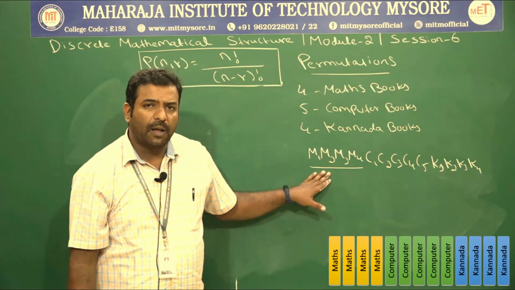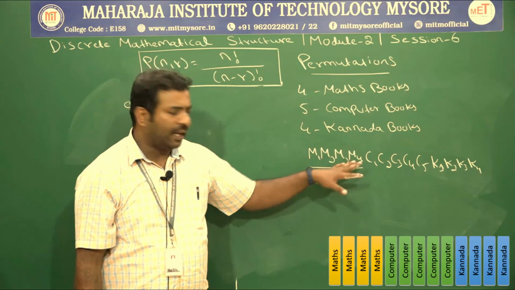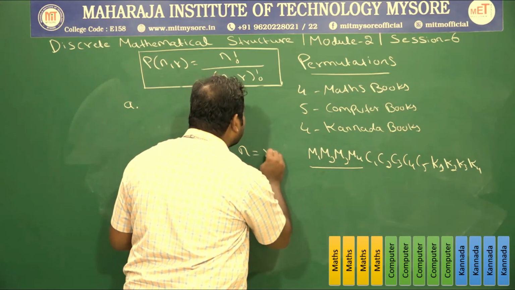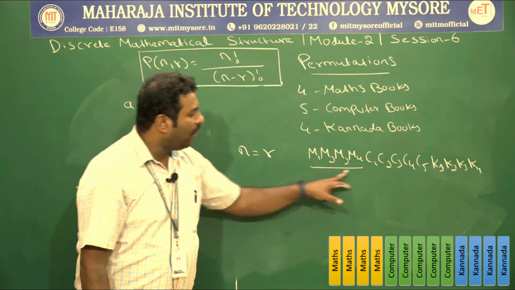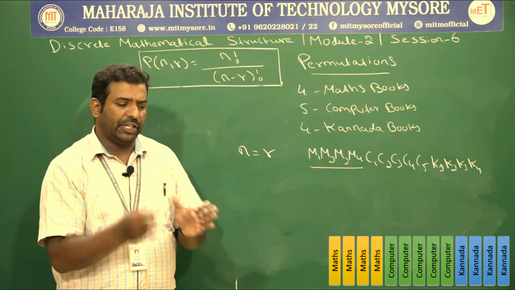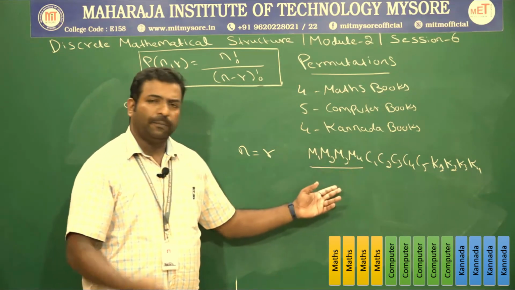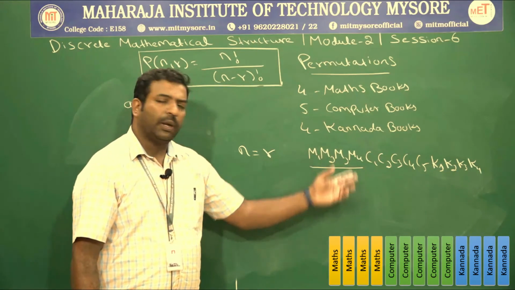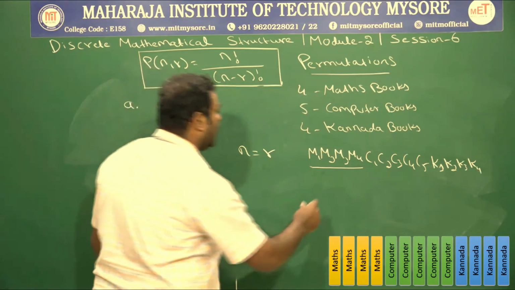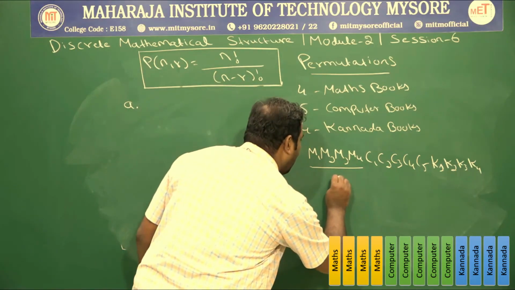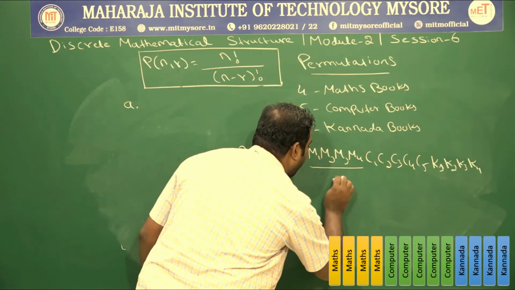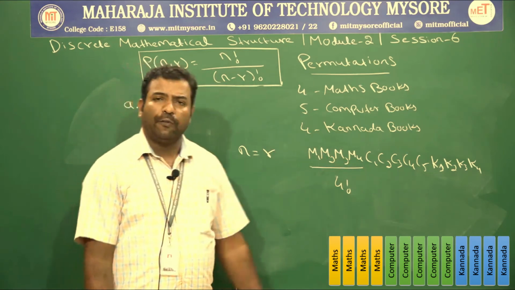I need to pick all the objects, and the books are not identical. The values of N and R are the same here in this case. Hence I need to pick all 4 books and keep them together always. But I can arrange them: the first M1, M2, M3, M4. Next M2, M1, M3, M4. I can just keep on arranging this. In that term, what should it be? It is going to be N factorial. The value of N is 4, and this will be 4 factorial.